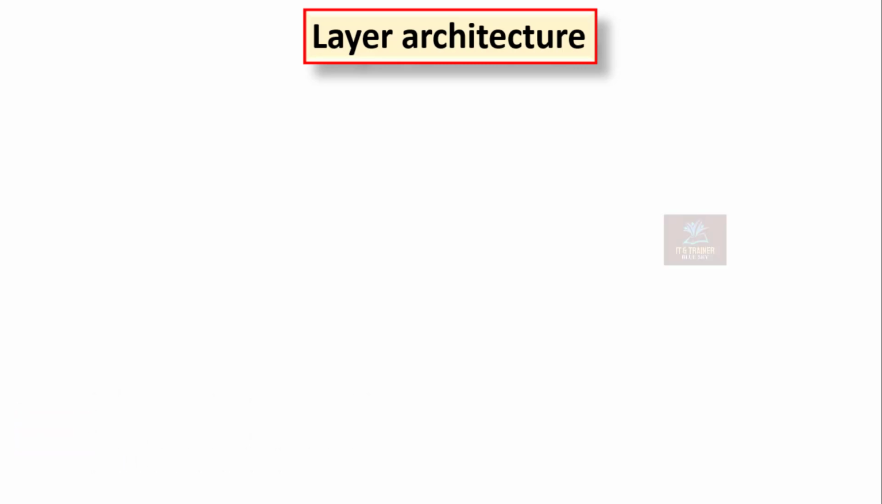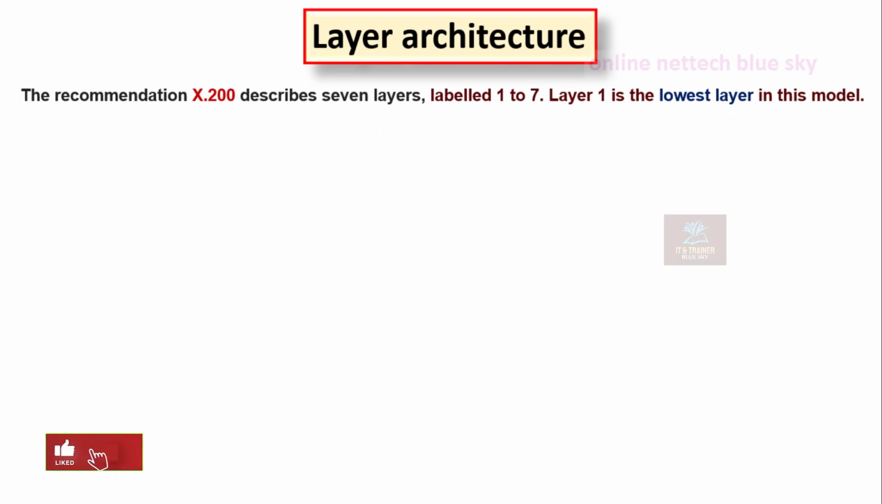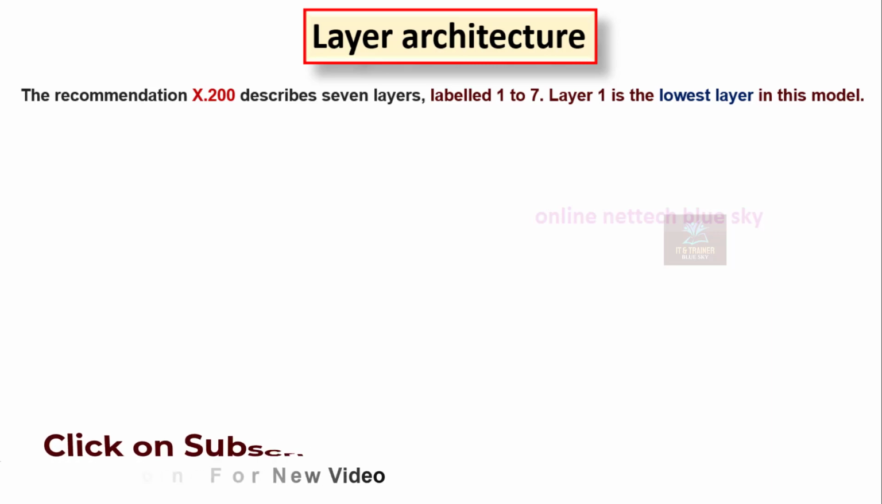So, layer architecture. What is a layer architecture? Listen about the recommendation X.200, which describes 7 layers, labeled 1 to 7. So we describe the 7 layers of the OSI model, numbered 1 to 7. Layer 1 is the lowest layer in this model. So we will understand the OSI model architecture.